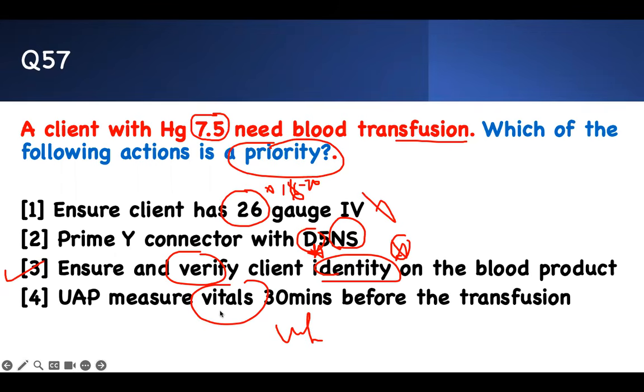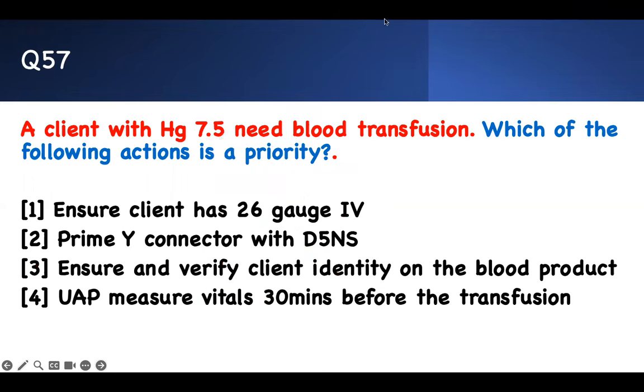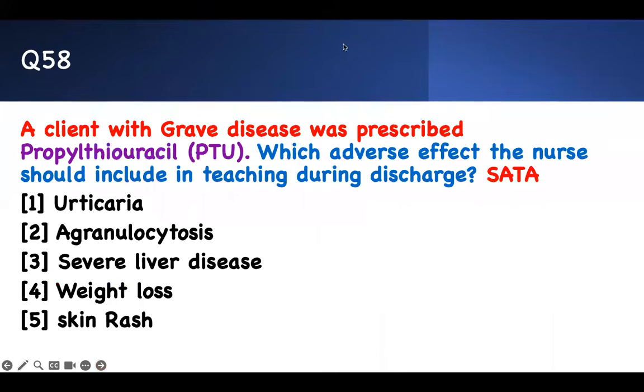Priority 3, 4 is also good. I need to know your vitals before I transfuse it. But what is the most important is prioritization. I need to make sure the blood I'm giving you is yours. That means you're sharp. Next question.